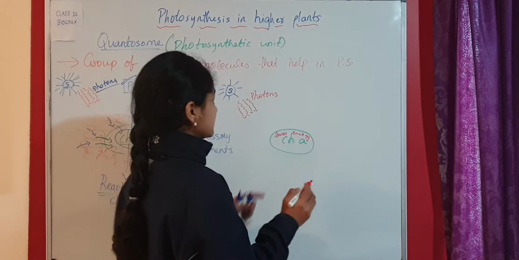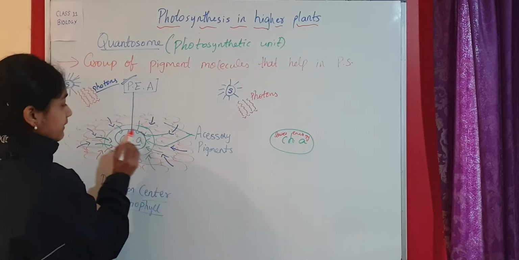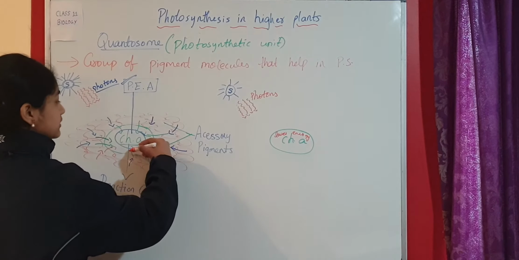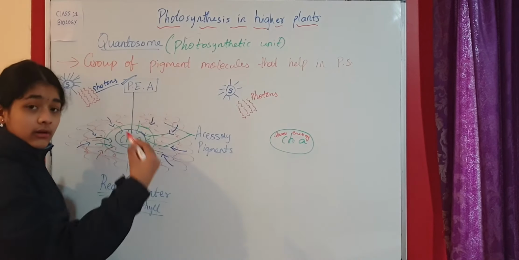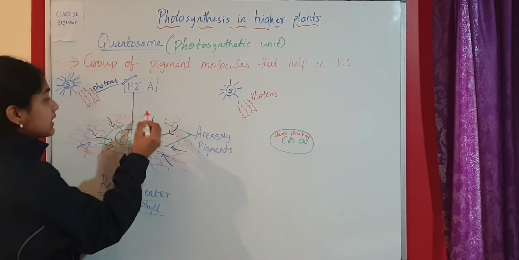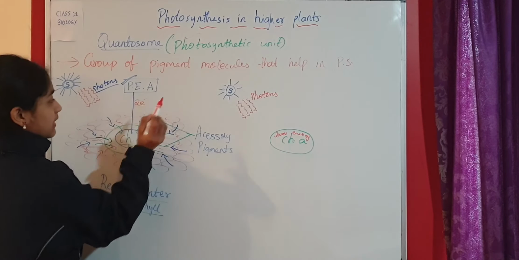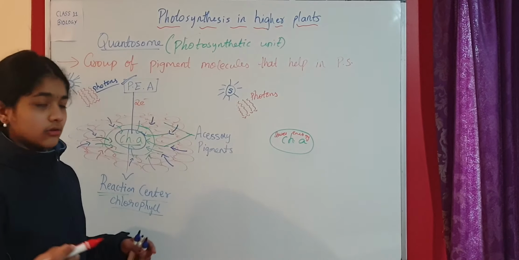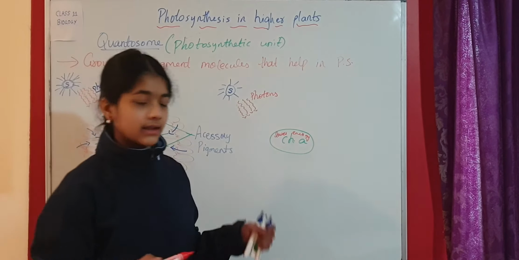So when this energy, all the energy that chlorophyll A has, a pair of electrons get excited here and go to the primary electron acceptor. So here a pair of electrons get excited. 2e- means electrons. That's how we usually indicate electrons.